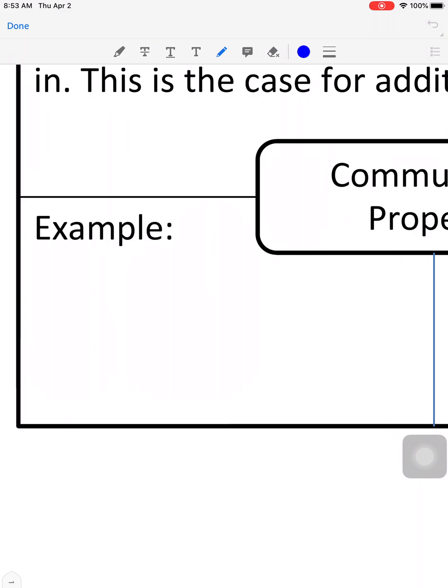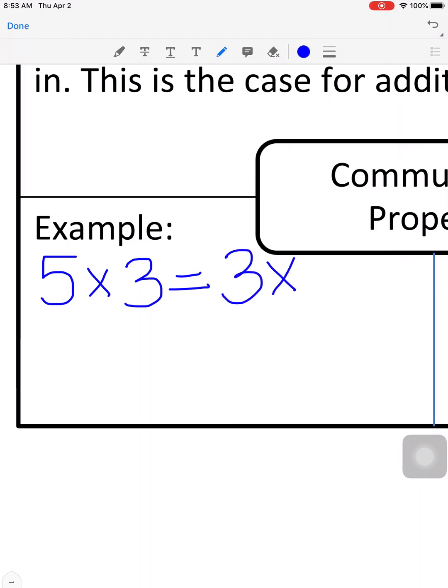Alright, so the commutative property of multiplication. So if I have 5 times 3, it gives me the same answer as 3 times 5. So the commutative property states that no matter the order, your answer will still be the same. And the same goes for addition.